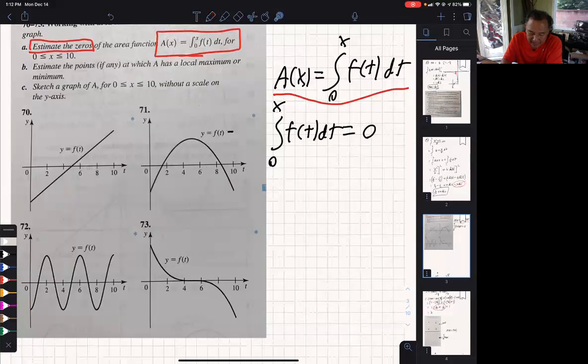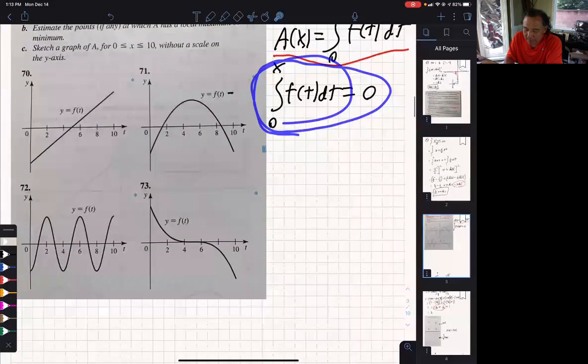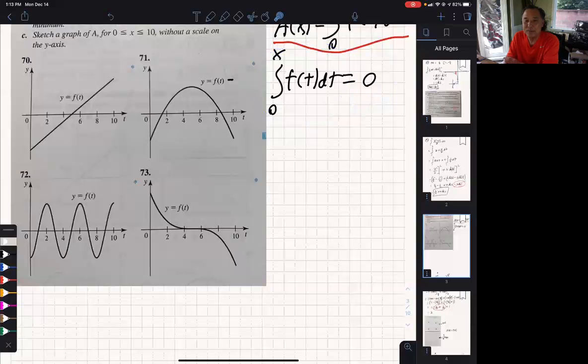But what is a zero? A zero is a value of x that makes the function equal to 0. So I take my integral and set it equal to 0. So what is it really saying? It's asking, when is the net area equal to 0? Because that's net area.